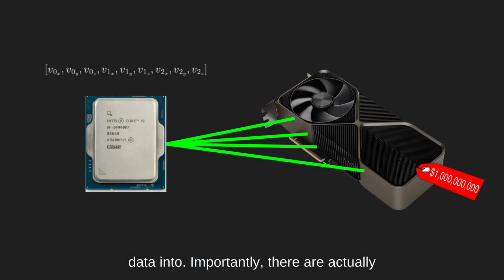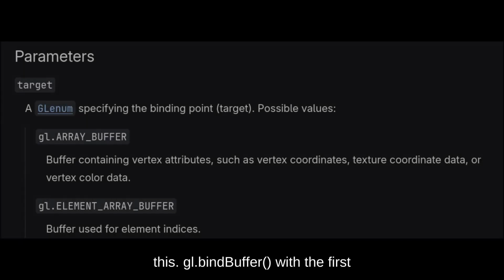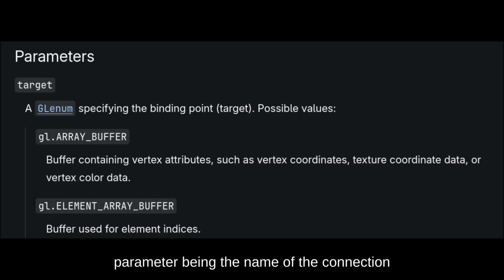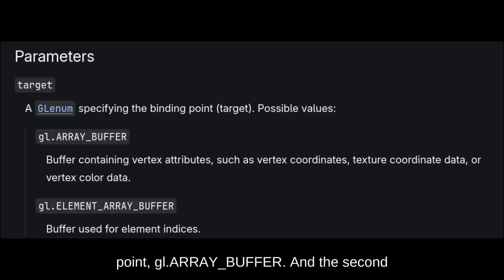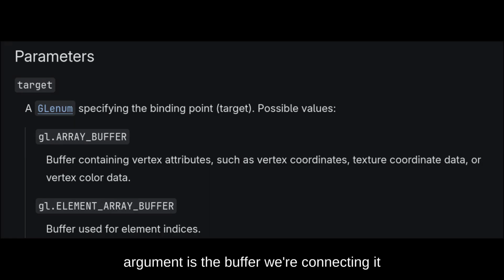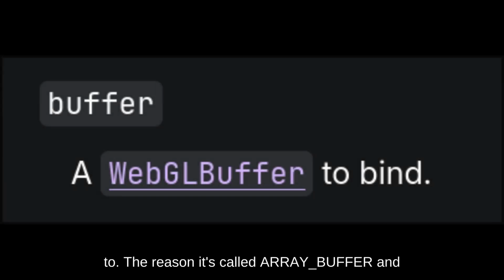Importantly, there are actually a few different connection points on the GPU for different kinds of data. For example, our vertices and indices use different connection points. So, to set our buffer up to receive vertex data from JavaScript, the command will look like this: gl.bindBuffer, with the first parameter being the name of the connection point, gl.ARRAY_BUFFER, and the second argument is the buffer we're connecting it to.